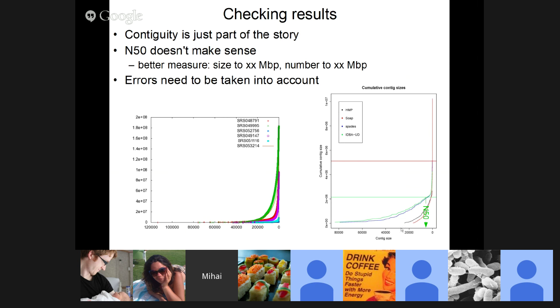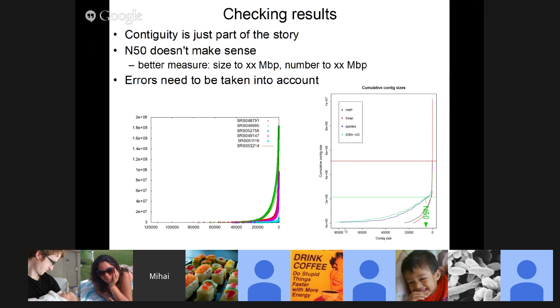Here on the right, I have multiple assemblies of the same data set using different assemblers, and I'm essentially starting from the largest contigs to the smallest. On the x-axis is the size of the contig, and on the y-axis is how much of the genome is reconstructed by contigs larger than that value. So if I take all the contigs larger than 60,000 base pairs in this case, then I'm going to cover this amount of, say, this green assembly.